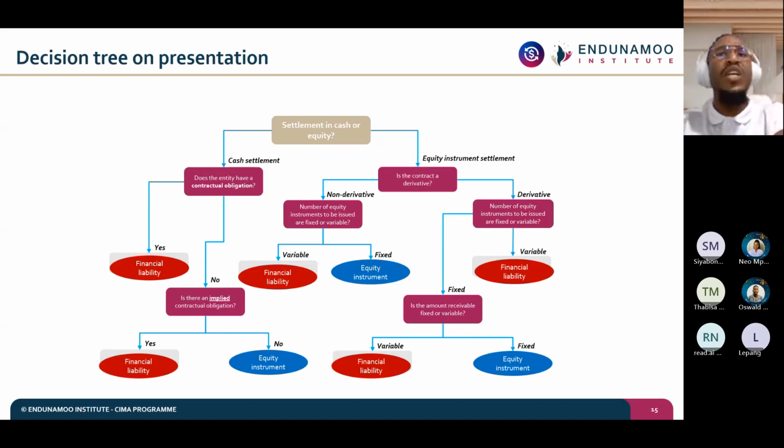Now, here's the decision tree on the presentation of financial instruments. I think it'll make better sense once we have covered every class of financial instruments. It is included here for your consumption in your own time as you study, just to see how to determine whether something is going to be settled in cash or equity, whether it is a financial liability or an equity instrument.